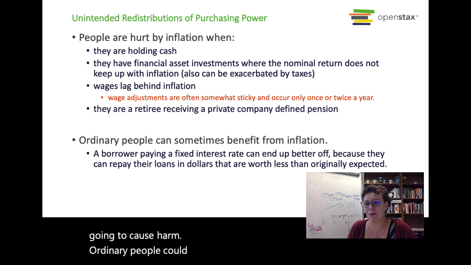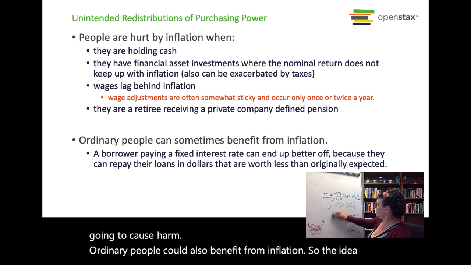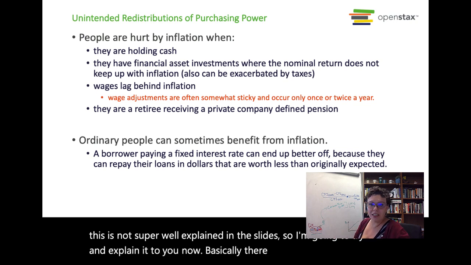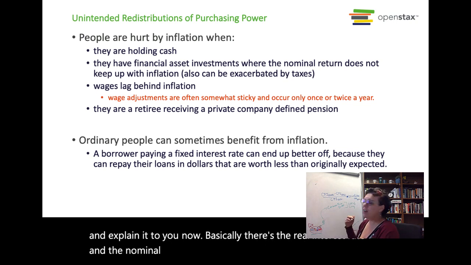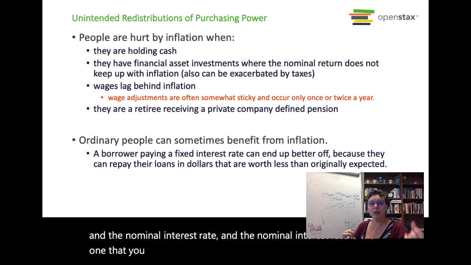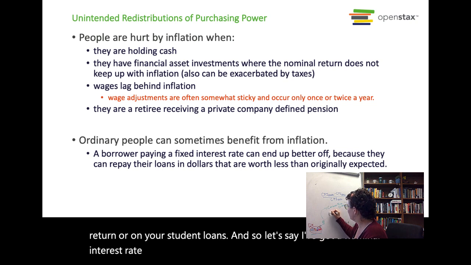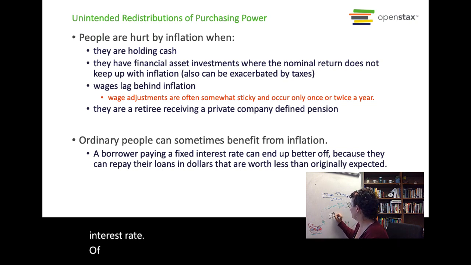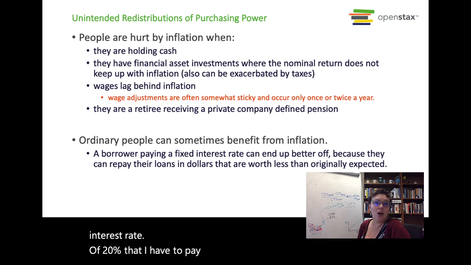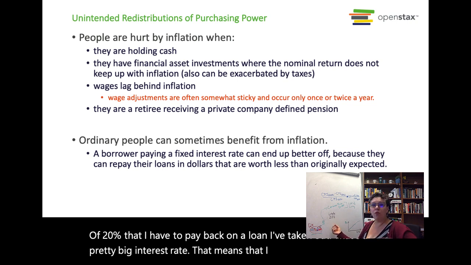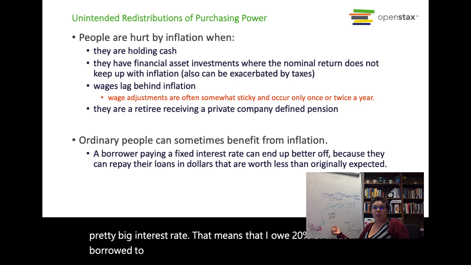Ordinary people can also benefit from inflation. The idea here is not super well explained in the slides, so I'm going to try and explain it to you now. Basically, there's the real interest rate and the nominal interest rate. The nominal interest rate is the one that you see on a credit card statement, or an investment return, or on your student loans. Let's say I've got a nominal interest rate of 20% that I have to pay back on a loan I've taken out. That's a pretty big interest rate. That means that I owe 20% of what I borrowed to the lender.